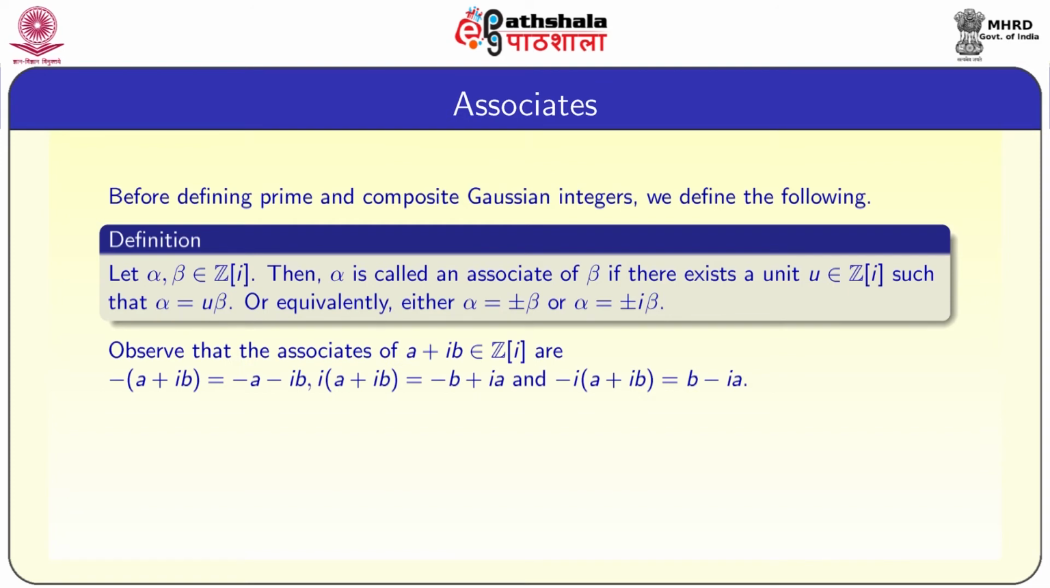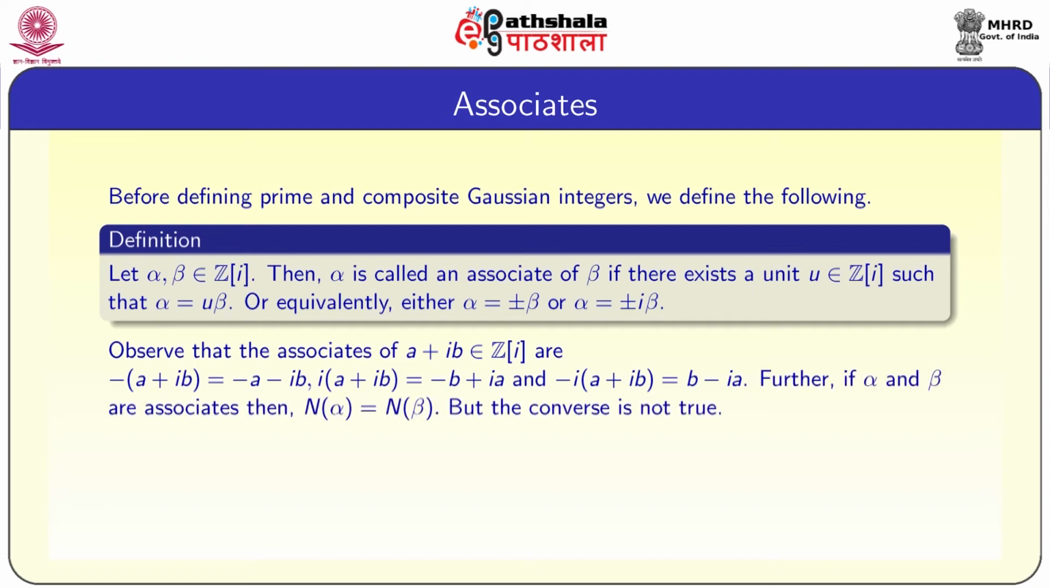Observe that the associates of a plus ib are minus times a plus ib, that is minus a minus ib, or i times a plus ib, that is minus b plus ia, or minus i times a plus ib, that is equal to b minus ia, and a plus ib itself is associated to a plus ib. So, 4 associates are given for an arbitrary Gaussian integer a plus ib.